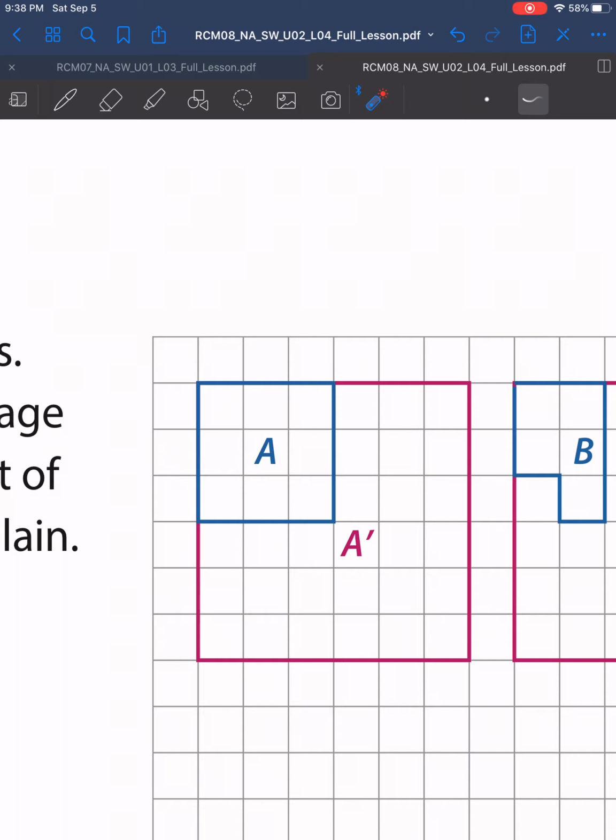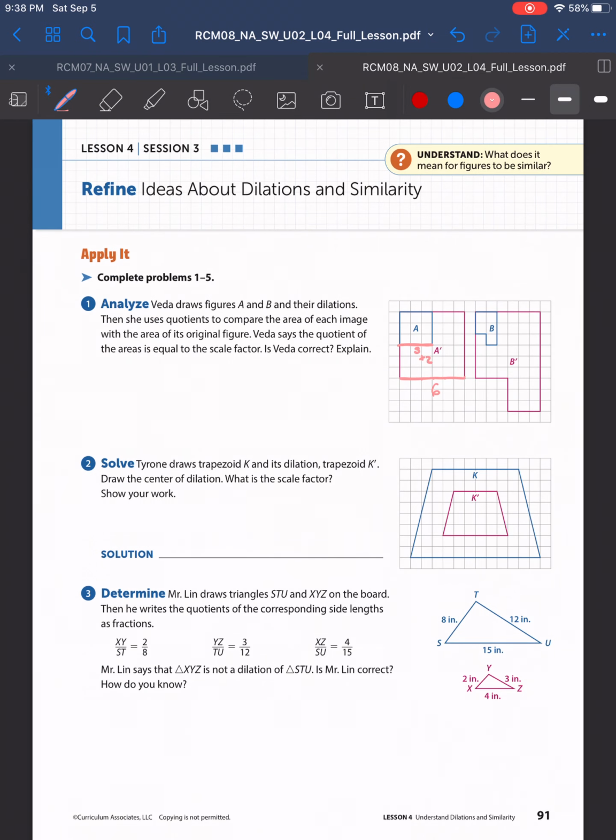So, for example, if I did this side length, let me use a different color, where's its corresponding side length? Yeah, it's this one right here. Okay, this is a 3, and this is 1, 2, 3, 4, 5, 6. So I'd say the scale factor was times 2. That's how you'd find scale factor. You don't go and find their areas, okay? So quotients need to be side length divided by side length, okay?